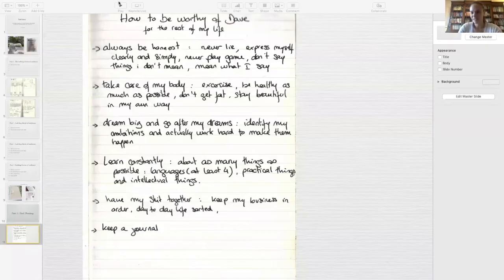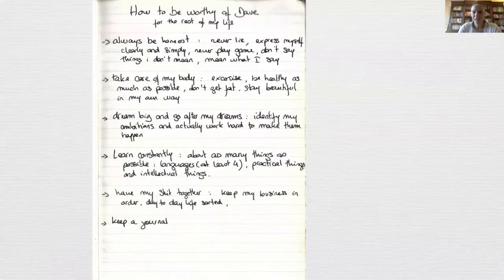Shortly after, I wrote this in my notebook, and that's what I want to share with you now, slide number 11. I called it How to Be Worthy of Dave for the Rest of My Life. Always be honest. Never lie. Express myself clearly and simply. Never play games. Don't say things I don't mean. Mean what I say. Take care of my body. Exercise. Be healthy as much as possible. Don't get fat. Stay beautiful in my own way.